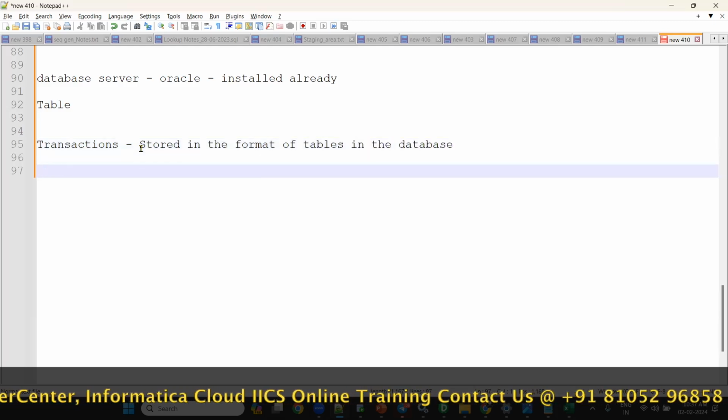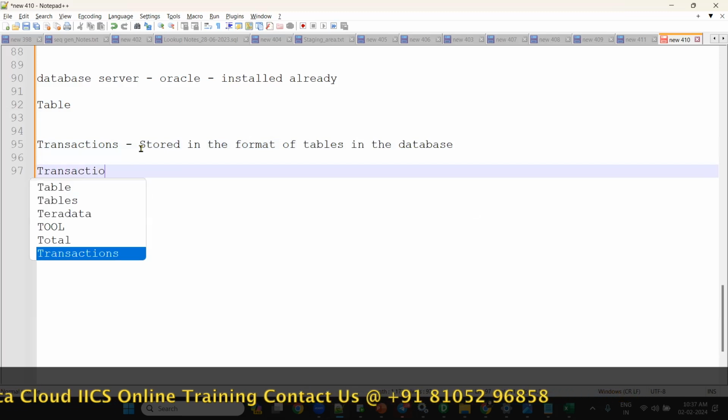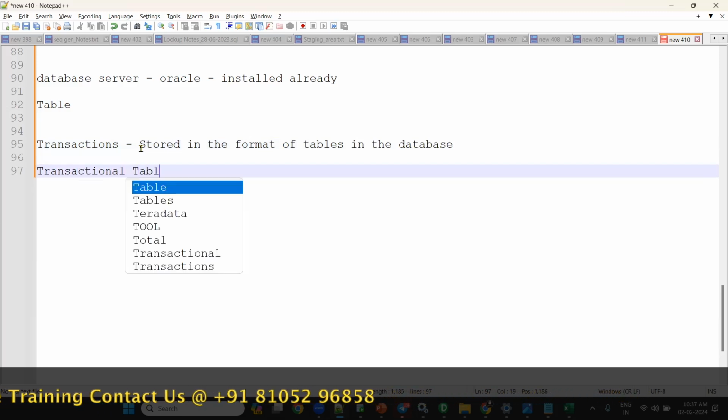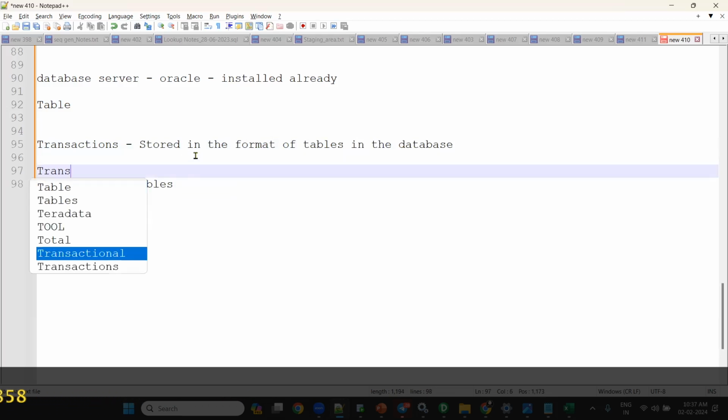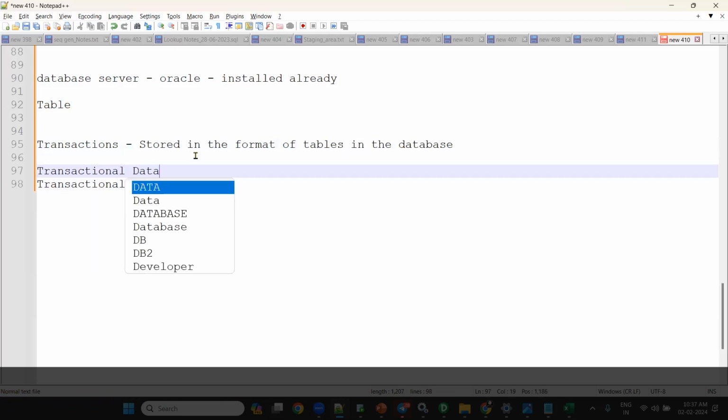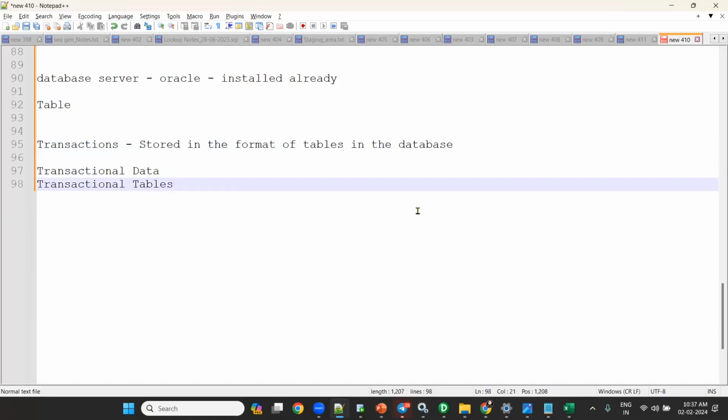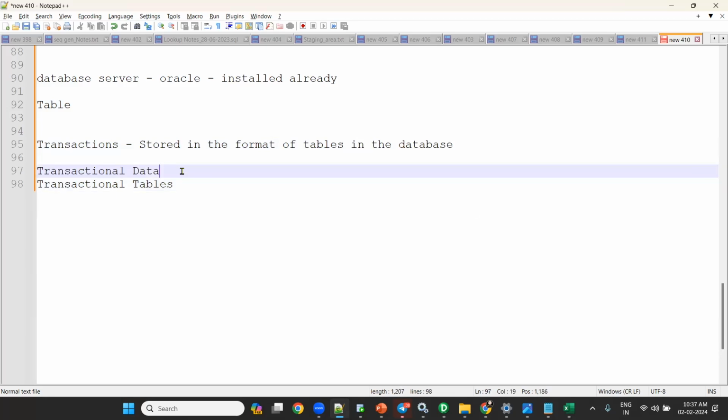Now, these tables are called transactional tables, and this data is called transactional data. If you go to any business, whatever they are entering is transactional data. Each customer will have one transaction. Did you understand what a transaction means?